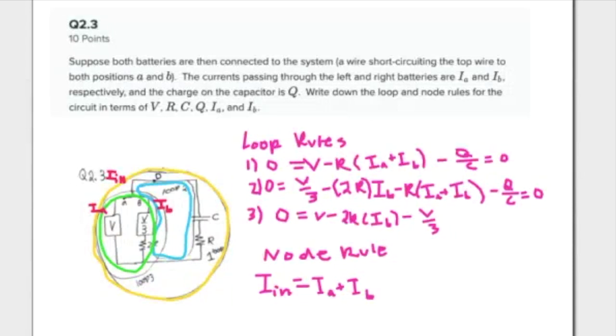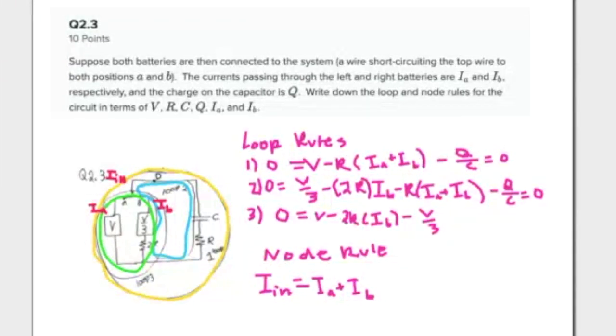The first step in tackling this problem is to divide the circuit into loops that we can analyze separately. Loop 1 is shown in yellow, loop 2 is shown in blue, and loop 3 shows up in green. Next, we need to set up the three separate loops.